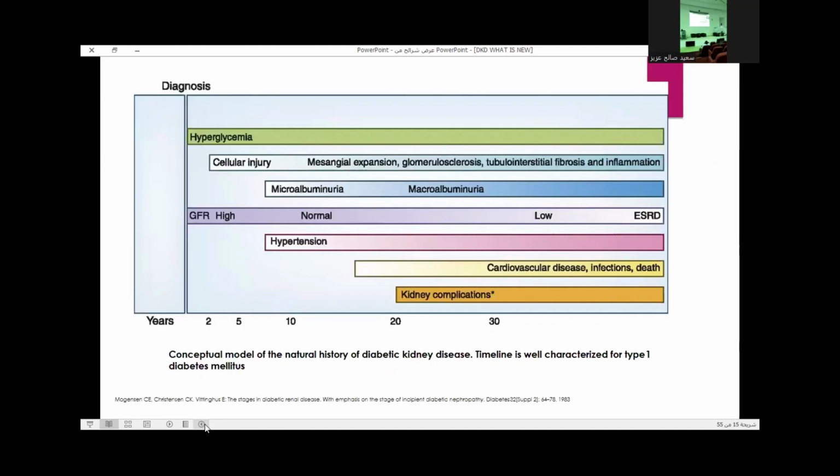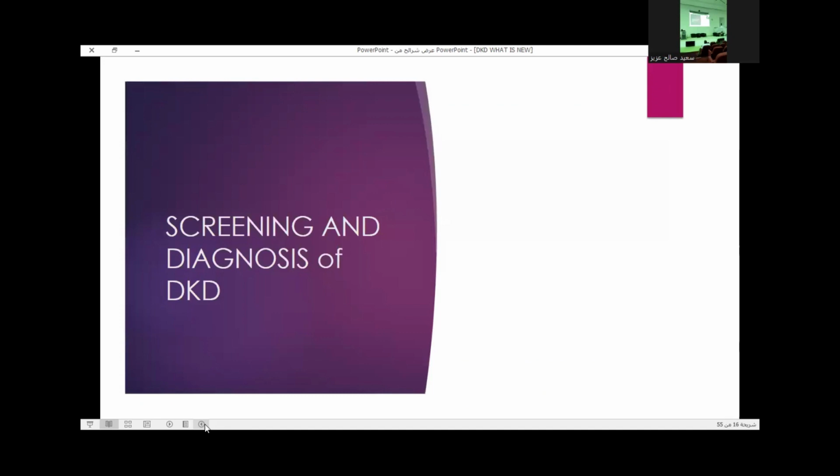Here is a nice picture that shows the different changes with the different timetable. When we talk about microalbuminuria, we can notice it happens after at least 5 years. Hypertension is the same, it happens around 5 years. The cardiovascular risk starts to develop after 15 years, and kidney damage at 20 years.